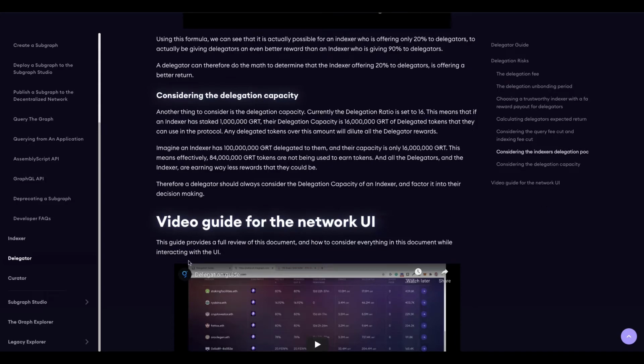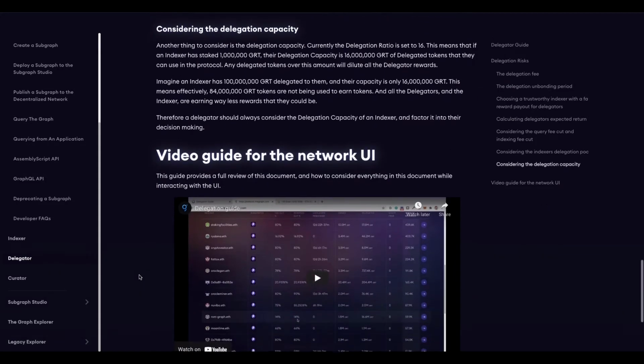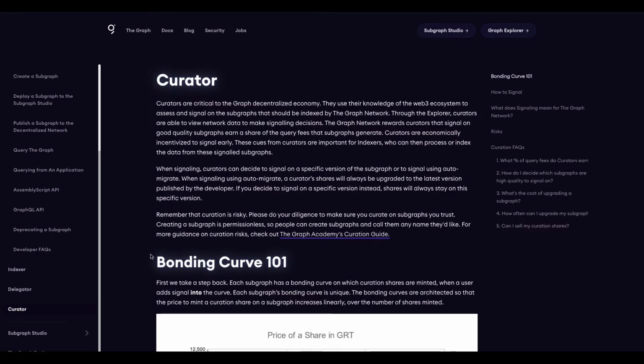So moving to the last group of people that contribute to the network, curator.